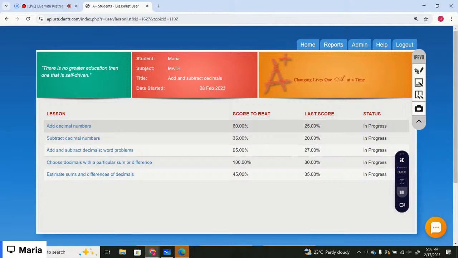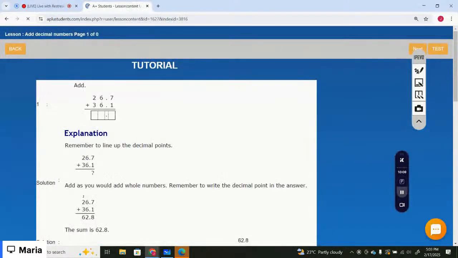So here I'm on grade 4 math. The chapter we are on right now is Add and Subtract Decimals. So let's just start with the first lesson, that is add decimal numbers. So how do we add decimal numbers?